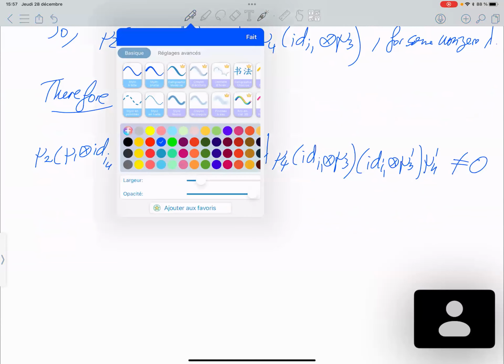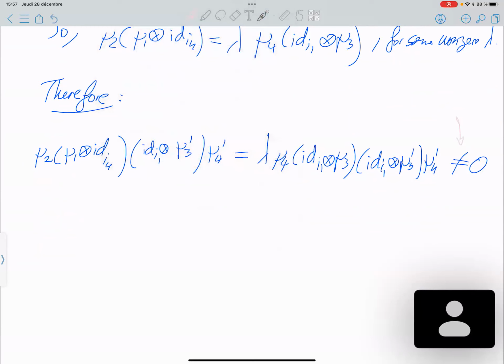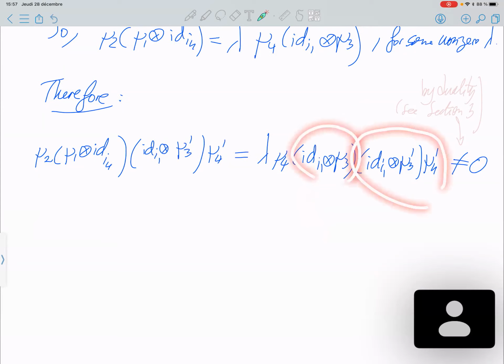This is non-zero by duality. By definition of duality, see the section 3. As I said, this is a dual of that. So their composition is non-zero. Remember, the duality is defined involving the Kronecker symbol. So when you have the dual basis and when you have the appropriate dual like that, this is 1 and otherwise it's 0. So here it's non-zero. And this is non-zero, so this is non-zero. Okay.